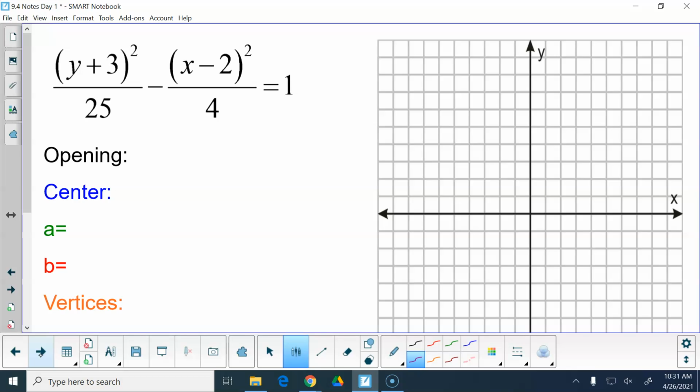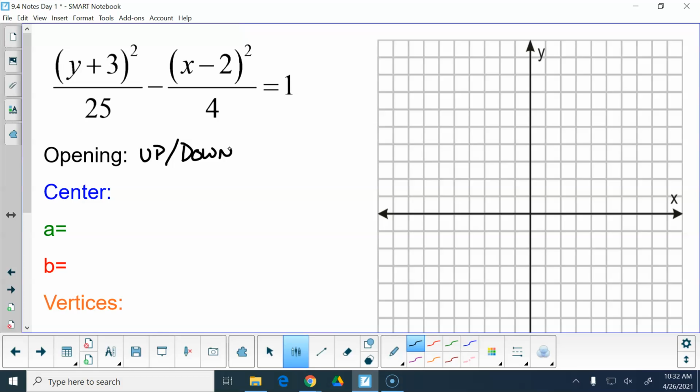Okay? Which way? Up and down? Because the y's first. Yep, exactly. The y's first or the x is behind the subtraction sign. So this would be an up, down, opening hyperbola. Okay? Somebody else. What's next?